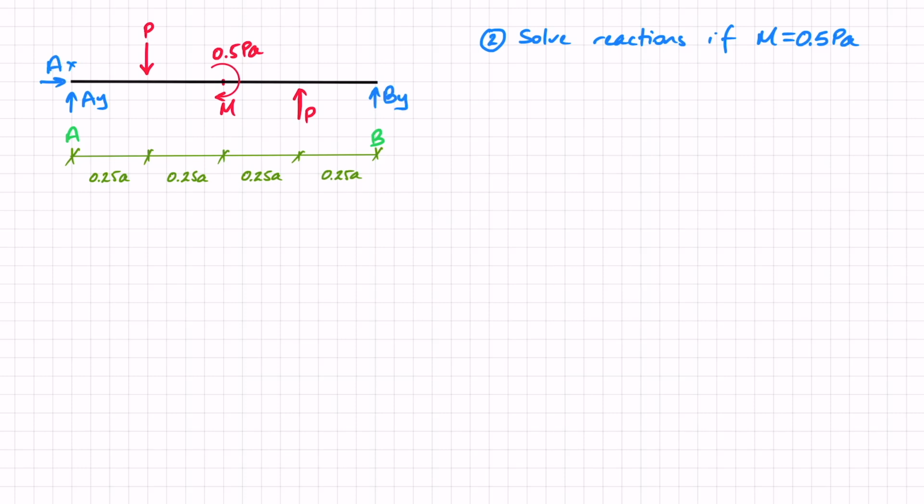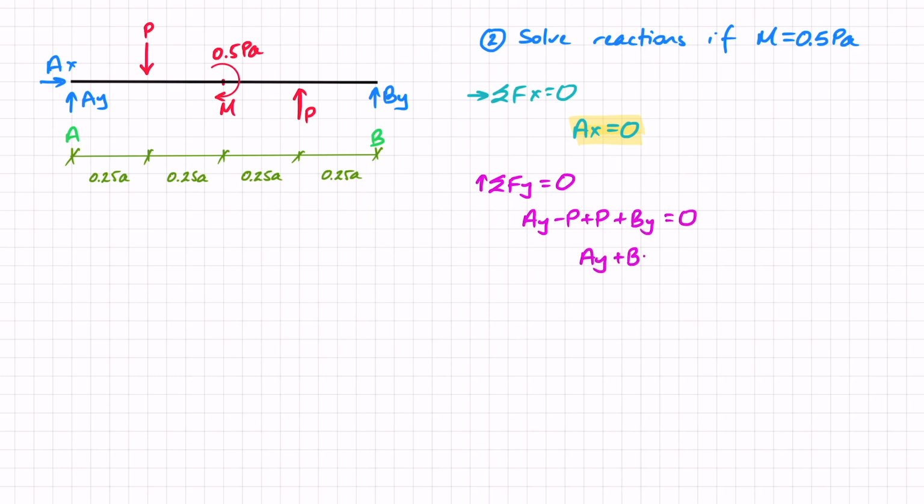I'm going to start off just like I did before with a sum of forces in the x direction equals 0. So I've got AX, and once again I haven't added any forces in the horizontal direction, so AX has to equal 0, and that's that first one solved. Moving on to the sum of forces in the y direction equals 0. This hasn't changed either, because I've added a moment, I haven't added a force. So once again, I've got AY minus P plus BY equals 0, and I can see here that once again, AY plus BY equals 0, or AY equals minus BY.